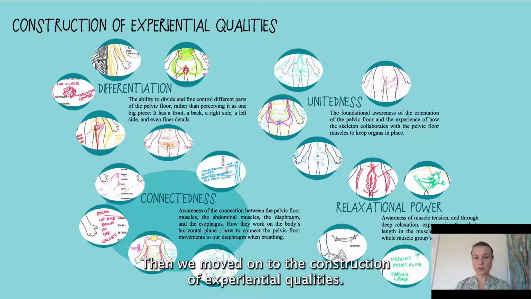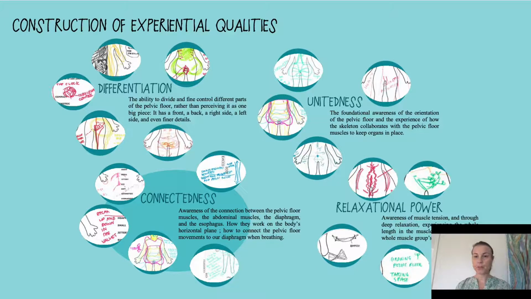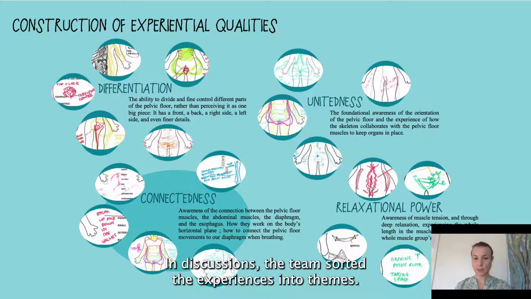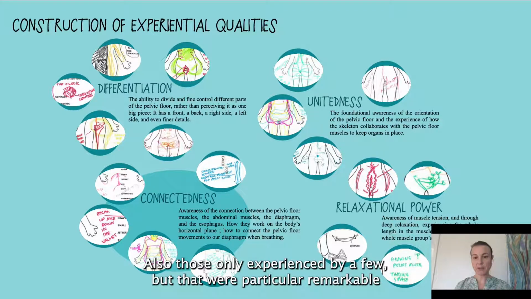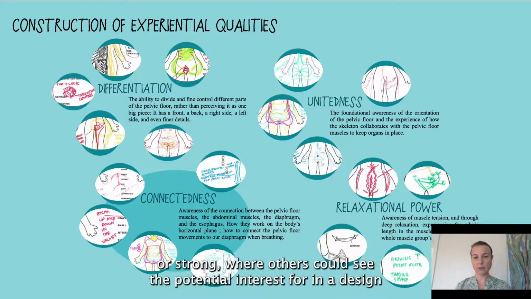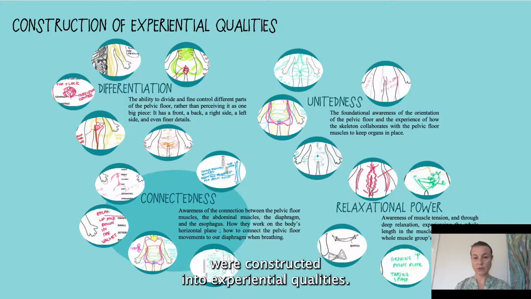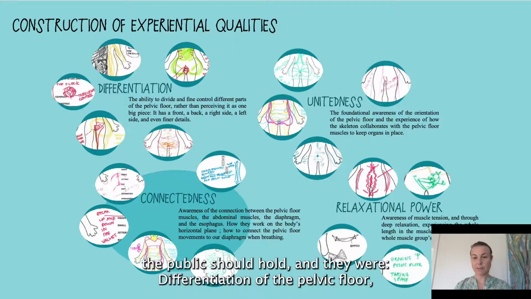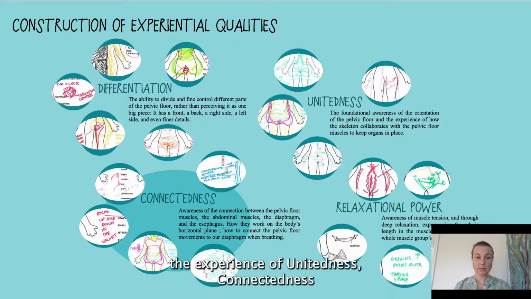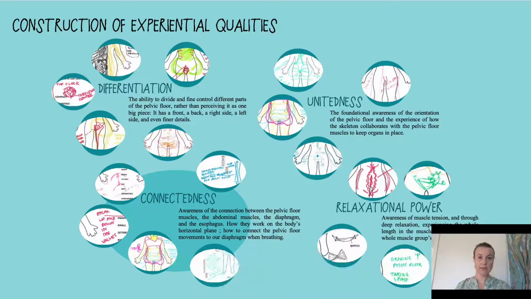When we moved on to the construction of experiential qualities, in discussions, the team sorted the experiences into themes. It was not only the most common experiences by many that were seen as interesting, but also those only experienced by a few, yet particularly remarkable or strong, where others could see the potential interest for a design. These were constructed into experiential qualities. These qualities became the foundation for which experience the pelvic chair should hold. They were differentiation of the pelvic floor, the experience of unitedness, connectedness, and relaxational power.